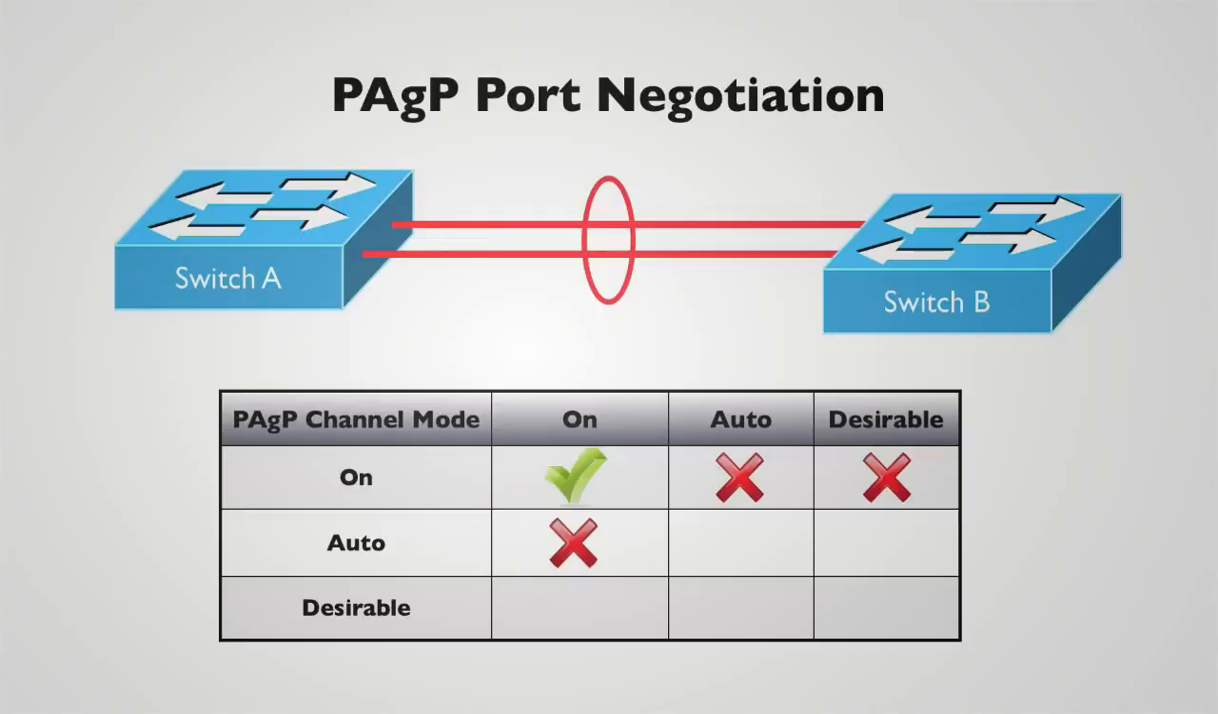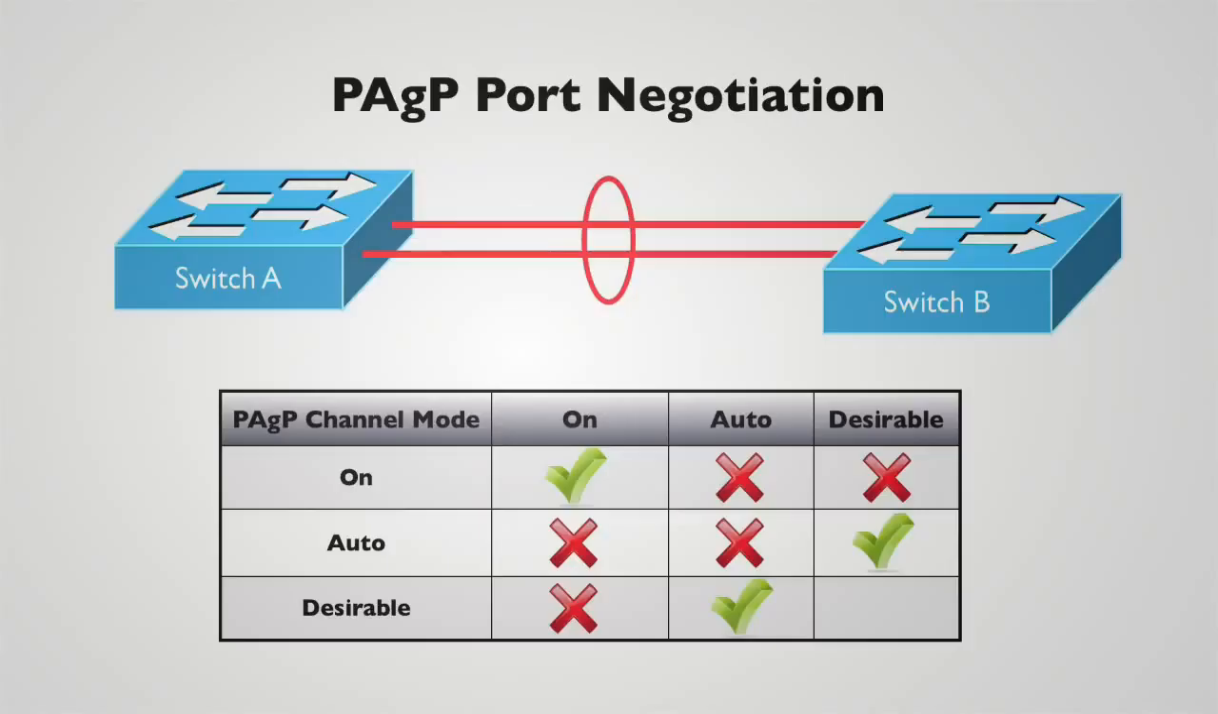What if both sides, though, are set to auto? Well, in this case, each side is willing to become an EtherChannel. However, nobody's initiating it. Neither side is sending out PAgP frames, and as a result, no channel gets formed. What if one side is auto and the other side is desirable? In this case, yes, we will have a channel form because the desirable side will send PAgP frames, the auto side will see that, and when it sees that, it will talk with the other side and a channel will be formed. We've already said that a combination of desirable and on will not form a channel. We've already said that desirable and auto will form a channel.